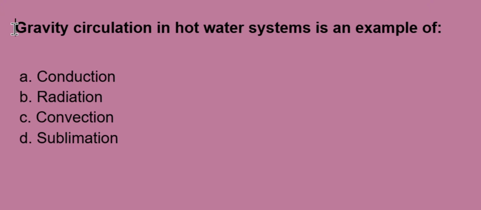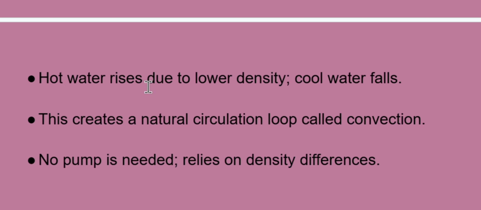Okay, then we've got gravity circulation in hot water systems is an example of A, conduction, B, radiation, C, convection, or D, sublimation. Okay, so the correct answer is C, convection. So like I just explained with the radiator example, it also applies to hot water cylinders, right? The hot water inlet is usually at the bottom. And what will happen is the hot water will rise to the top and the cooler water will sink.